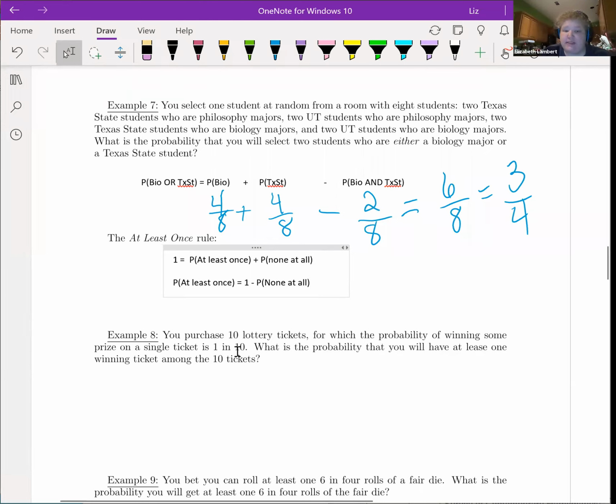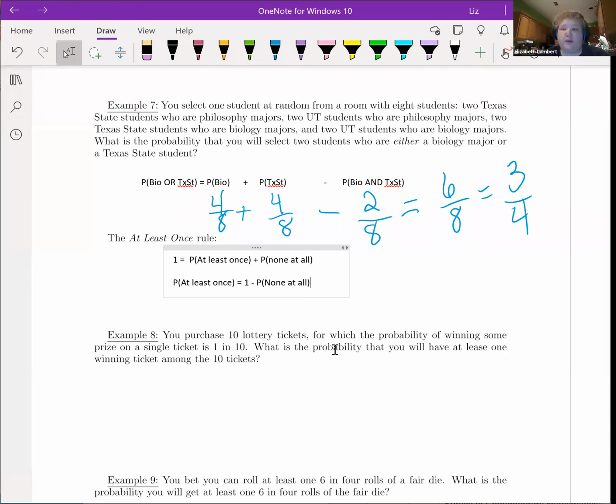So you purchase 10 lottery tickets, for which the probability of winning some prize on a single ticket is 1 out of 10. What is the probability that you will have at least 1 winning ticket among the 10 tickets? So I could figure out the probability of having 1 winner and the other 9 losers, 2 winners and the other 8 losers, 3 winners and the other 7 losers. And it keeps going. It's tedious.